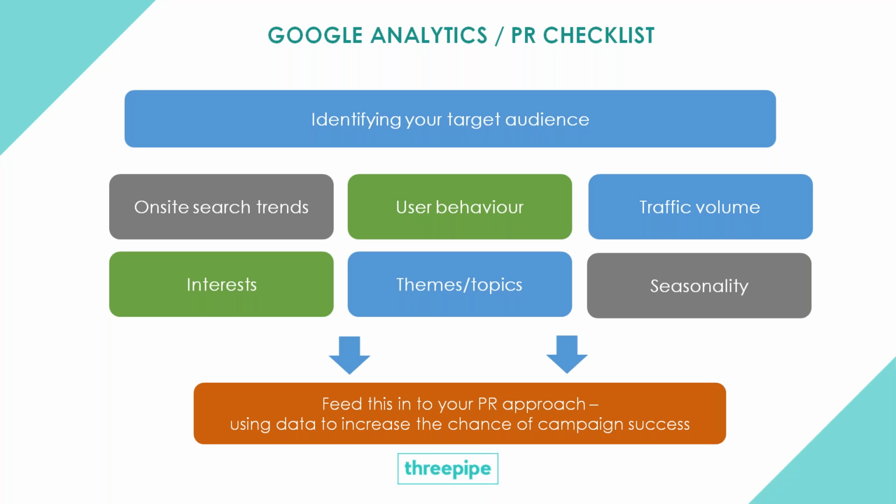There's other things we can look at, so interests, themes and topics, and seasonality. Themes and topics, seasonality, all kind of linked together. There may be something that your audience are searching for that isn't directly related to your brand, but is a theme that actually links quite nicely, and something that you can build into your campaigns.